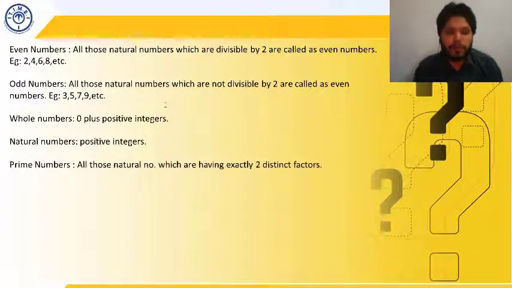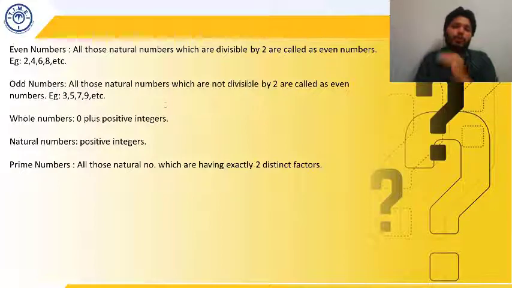Next is prime numbers. So what are prime numbers? Prime numbers are all those natural numbers which have exactly two distinct factors. So all those natural numbers which have exactly two distinct factors are called prime numbers. Example, just think of one or two examples. Yes, 2 is the example. 2 is a prime number.